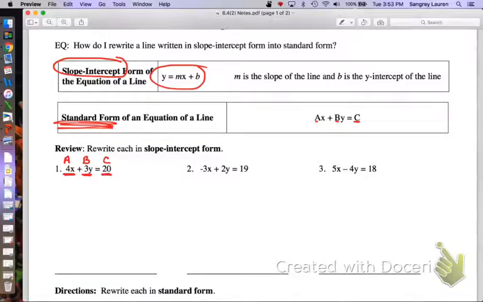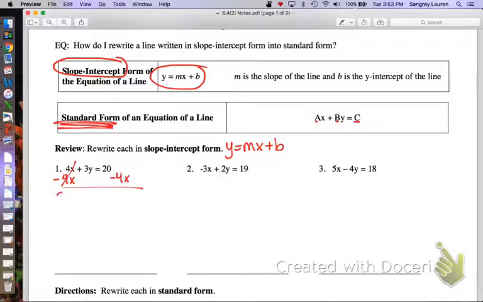Now the directions for 1 through 3 say that we need to rewrite it into slope-intercept form, which is y equals mx plus b, which means we need y alone, and we've been practicing this already. So if we look at number 1, I need y to be alone. There's a 4x and a 3, keeping it from being alone. So I need to subtract the 4x first.